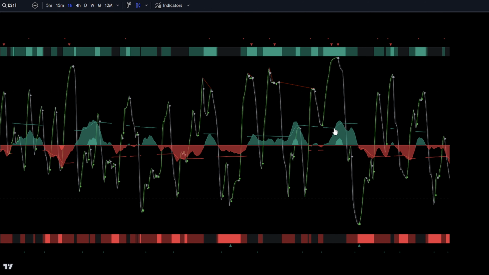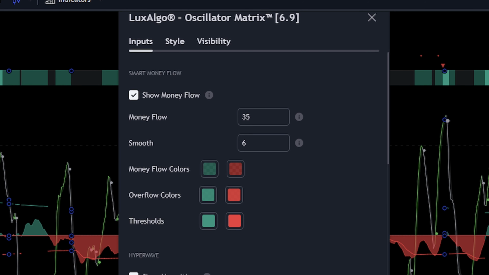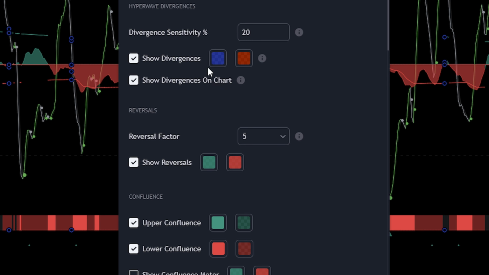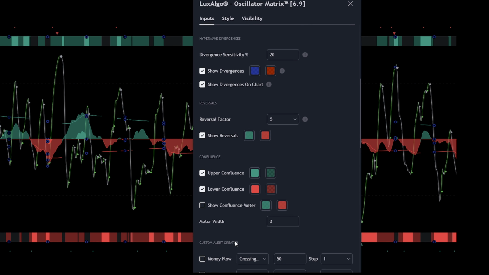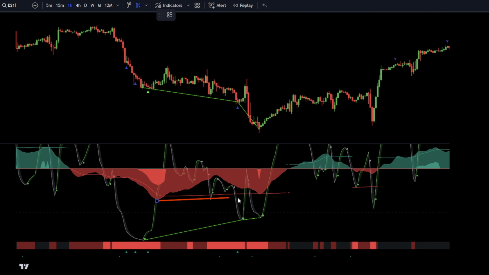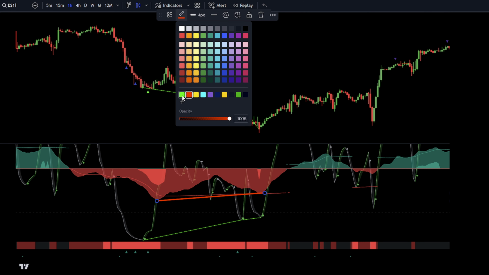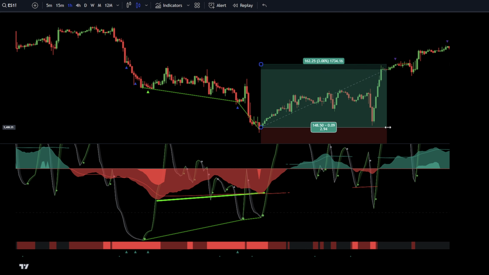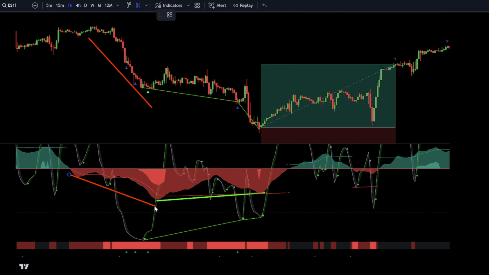Now let's talk about how to read it. The Oscillator Matrix has several core toolkits like money flow, hyperwave divergences, reversals, and confluence. Each of these components plays a part in telling us if the market is in a strong trend or if momentum is fading. For example, if we see strong money flow signals combined with a reversal alert, that could be a strong sign to look for an entry. The scale here is easy to understand. When the values are trending higher, it's generally a bullish sign. If they start dipping low, that can signal bearish momentum.